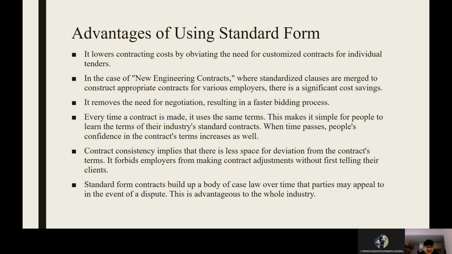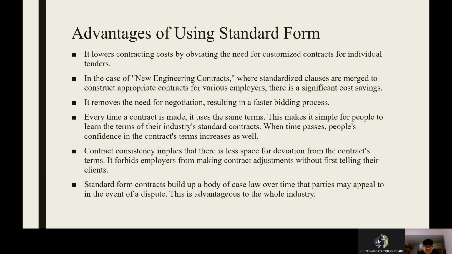Every time a contract is made, it uses the same terms. This makes it simple for people to learn the terms of their industry's standard contract. As time passes, people's confidence in the contract's terms increases as well. Contract consistency implies that there is less space for deviation from the contract's terms. It forbids employers from making contract adjustments without first telling their clients.